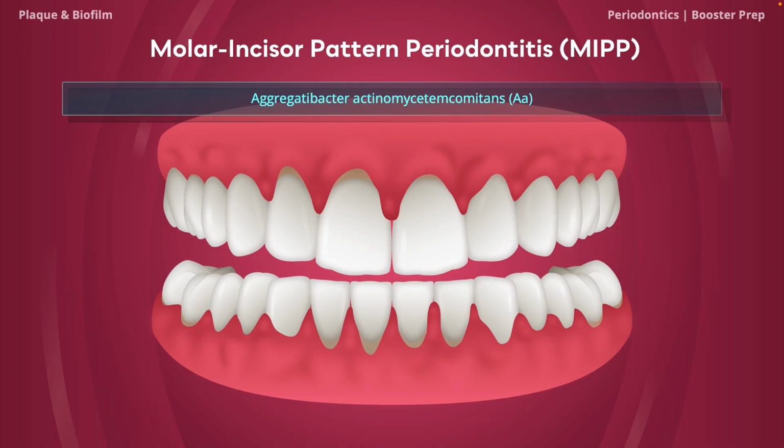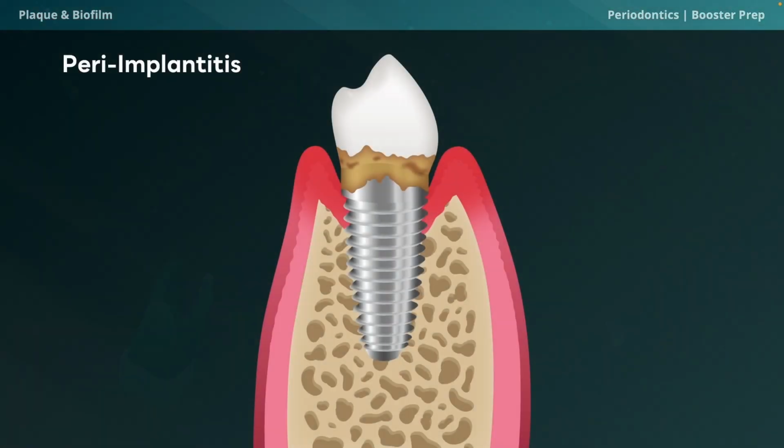It's also abbreviated as just AA, and AA plays a big role in causing the damage found in molar-incisor pattern periodontitis. Shifting gears, let's look at peri-implantitis, and this is when an implant shows progressive clinical attachment loss.